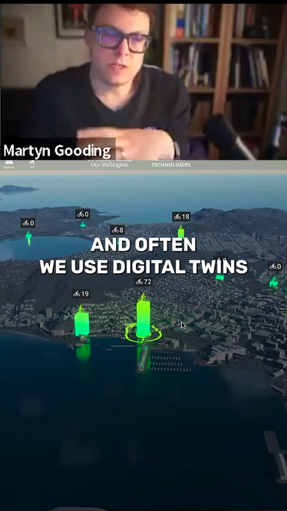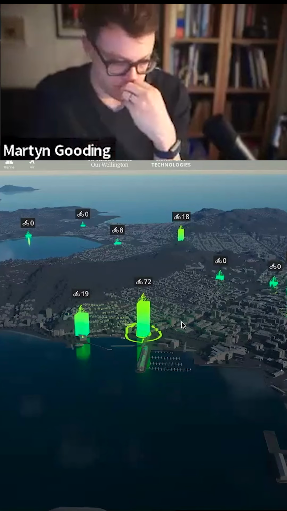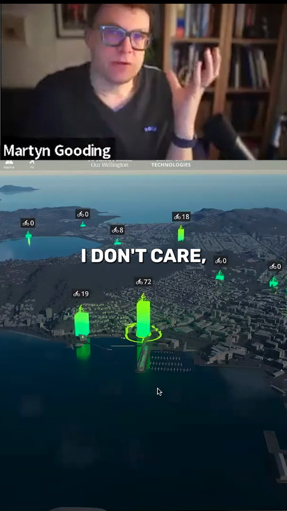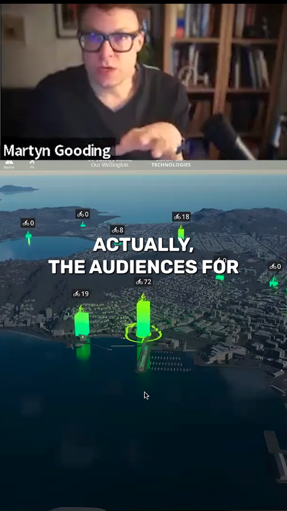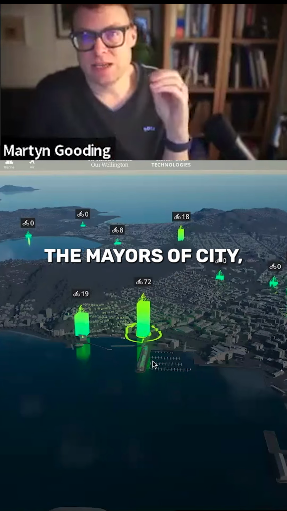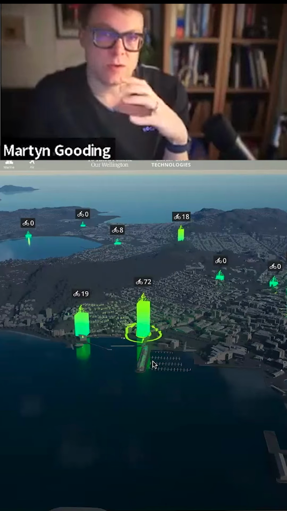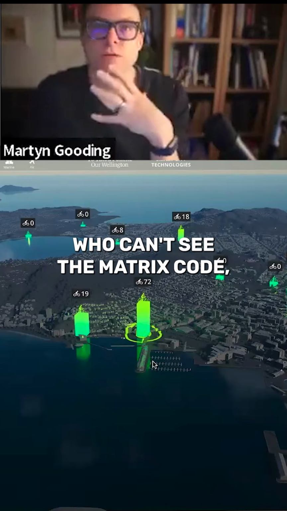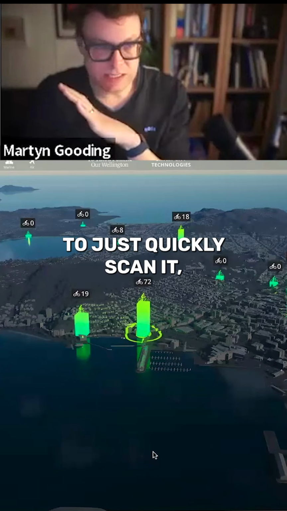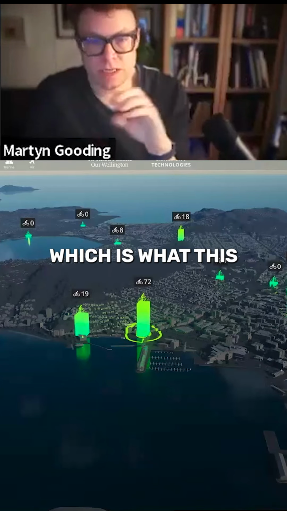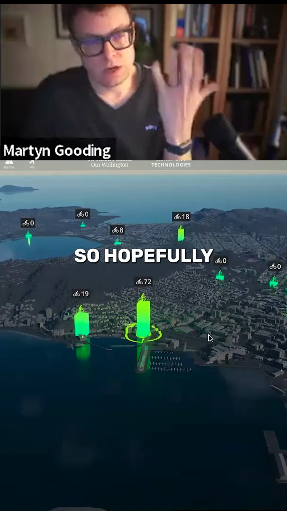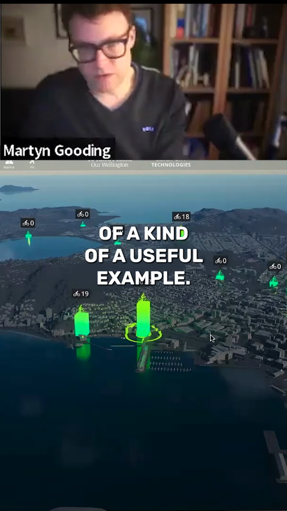And often we use digital twins quite a lot because the day-to-day workers always say, well, I can read a spreadsheet, I don't care, because they're experts. But actually the audiences for these sorts of things are people like the mayors of cities, the executives of companies, who can't see the matrix code, they can't read the data, but what they need is this ability to just quickly scan it, which is what this immersive digital twin does. So hopefully that makes sense and is a useful example.